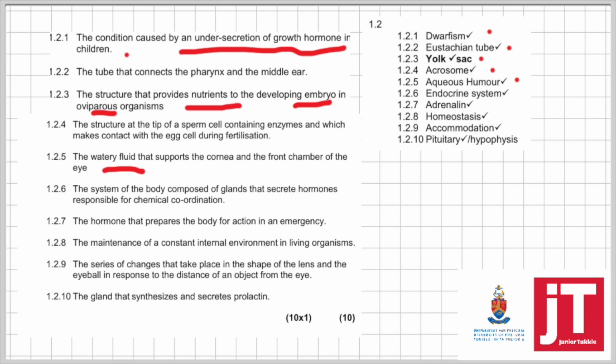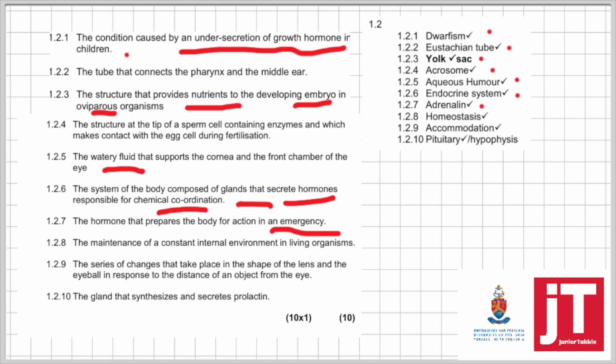1.6. The system of the body composed of glands that secrete hormones responsible for chemical coordination. Very important. They're talking about hormones, chemical coordination. That can only be the endocrine system. 1.7. The hormone that prepares the body for action in an emergency. That is, of course, adrenaline.